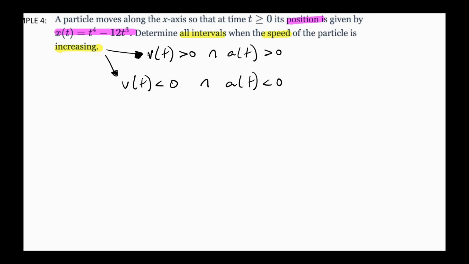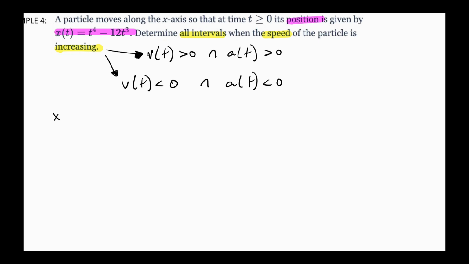We're just using a different set of terms because, like I said, this has more of a physics ring to it. But it's the same thing. So the first thing we've got to do is find the derivative, and find out when velocity is positive and when it's negative.